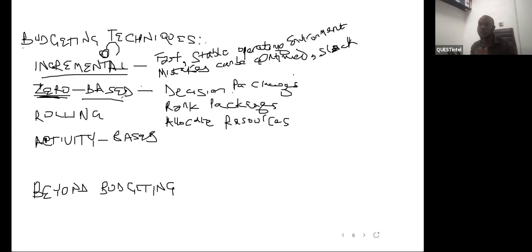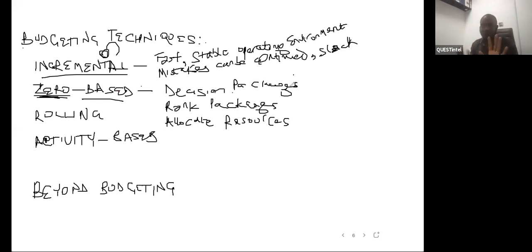Since we are starting afresh, we don't have any information from the past or from the current period that we are using. The first thing is to identify what the various activities are that we want to budget for, the activities that are going to incur cost. So that's defining the decision packages.